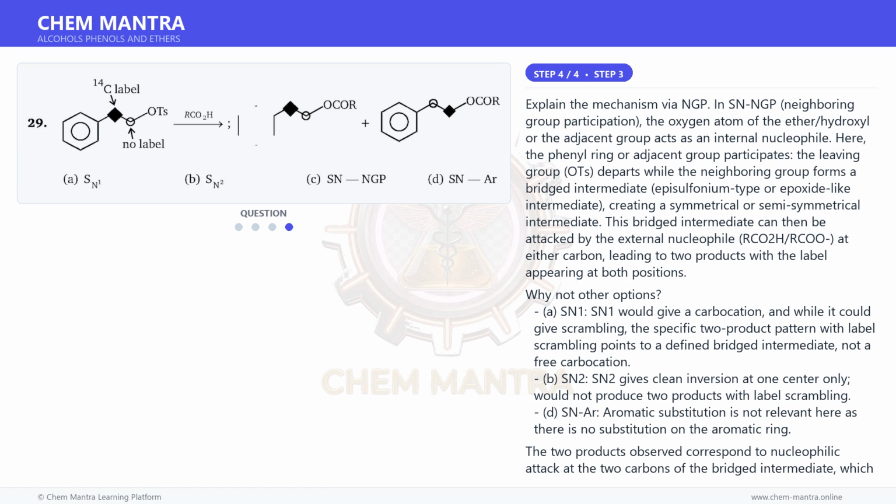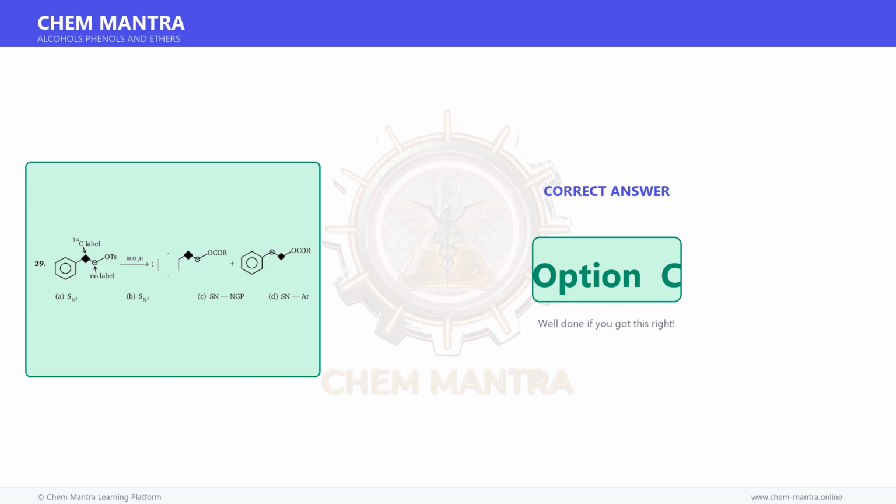D. SNAr aromatic substitution is not relevant here as there is no substitution on the aromatic ring. The two products observed correspond to nucleophilic attack at the two carbons of the bridged intermediate, which is characteristic of SN-NGP, neighboring group participation mechanism. Therefore, the correct answer is option C.